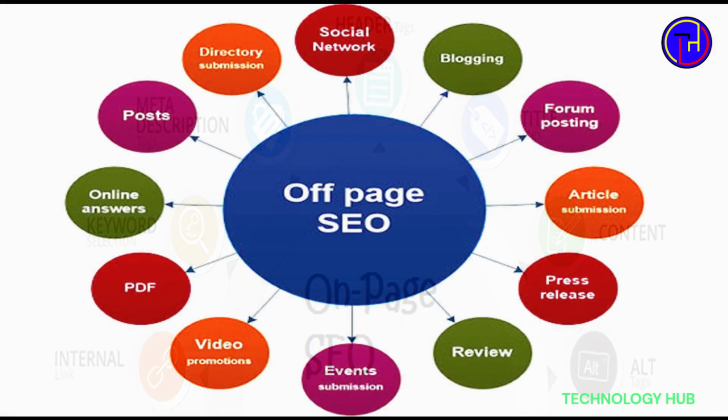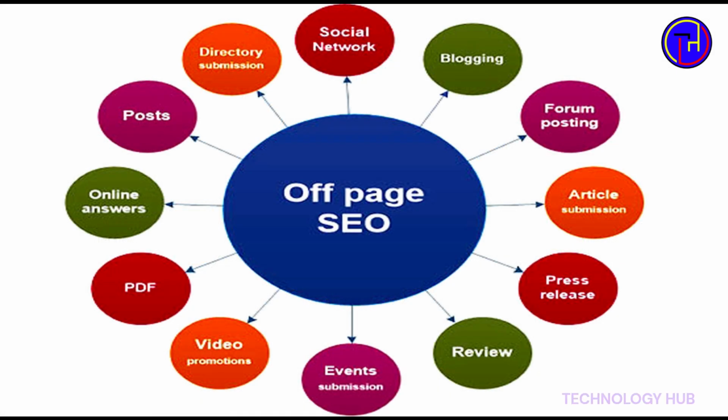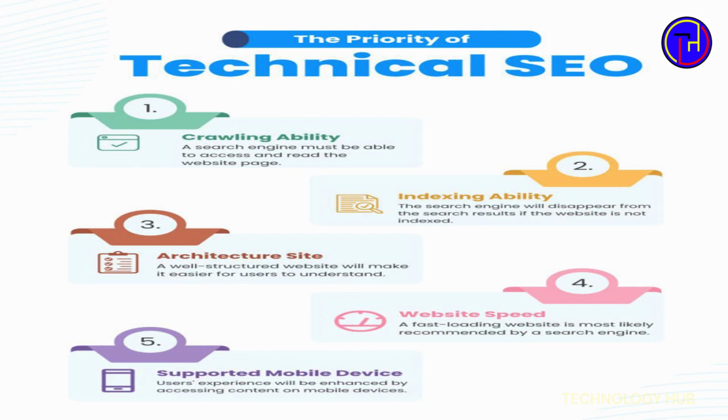Off-page SEO focuses on activities outside the website, like backlink building and social media marketing, to improve its trustworthiness and authority. Technical SEO involves optimizing the technical aspects of a website, such as site speed, mobile friendliness, and site structure, to improve its visibility and user experience.